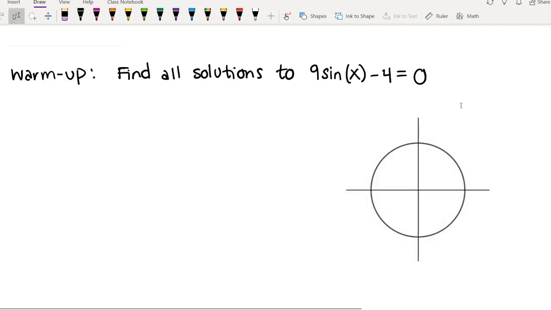So how do we get started on this? Well, we want to start by isolating sine of x. That's always the first step in these types of equations. So we can start by adding 4 to both sides, and we get 9 times sine of x is equal to 4. And so that tells us that sine of x is equal to 4 over 9.